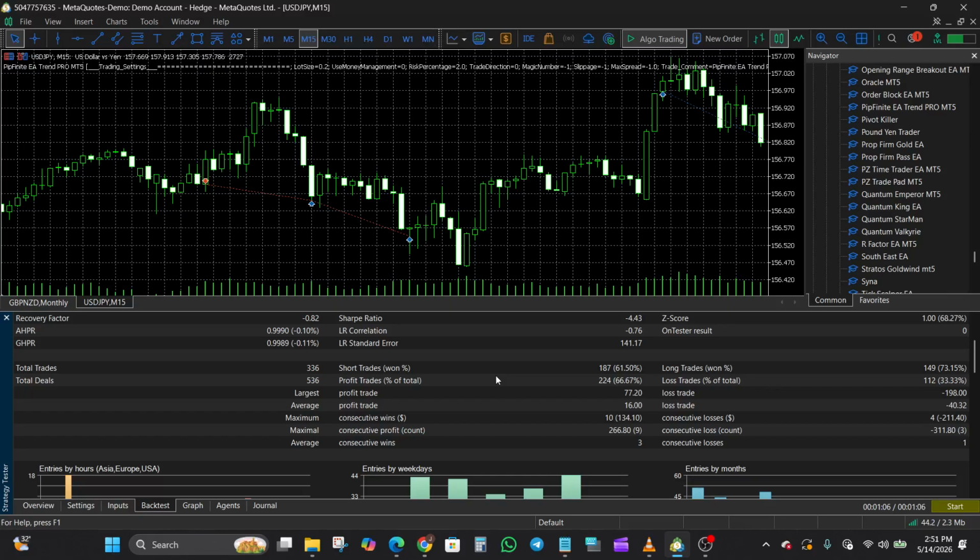Now, overall, the PipFinite EA Trend Pro for MT4 and MT5 appears to be built for traders who want a highly configurable automated trading environment centered around the PipFinite Trend Pro signal structure with layered filtering and flexible trade management options. It's one that might benefit from proper testing and optimization before considering live usage.